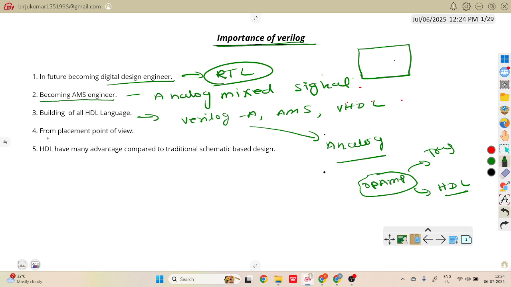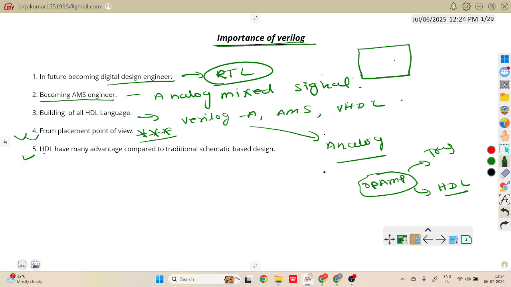And there are 4 points from the placement point of view. Right now your motive is only placement, so this is the most important point. I will tell you definitely, if you attend any interview, in most cases the interviewer will ask questions from Verilog. This is very simple, and I believe you can definitely answer Verilog questions easily, so no worry about that.